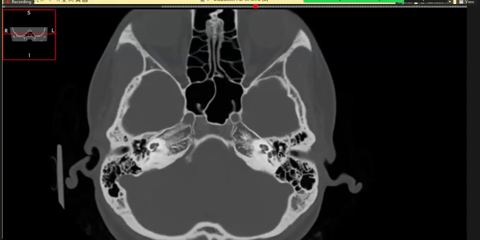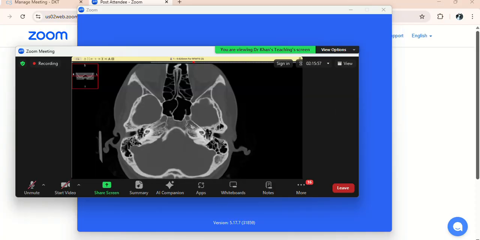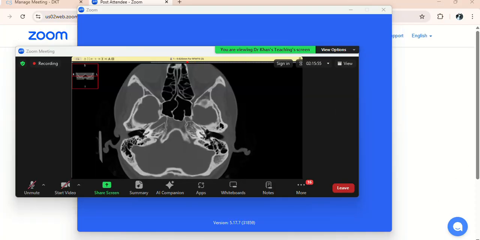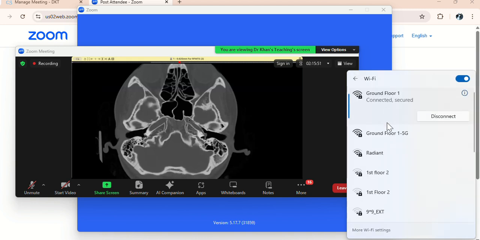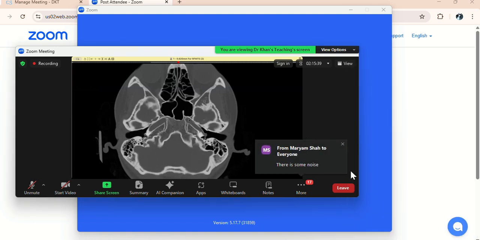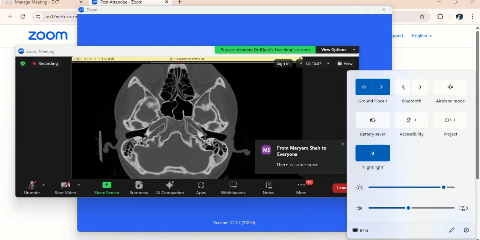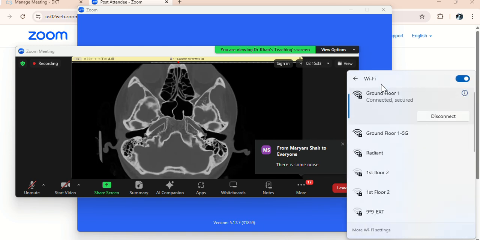Okay. I'm going inferiorly. Which part of anatomy is this where my mouse is? Sir, the straight structure, sir, I couldn't remember it right now.